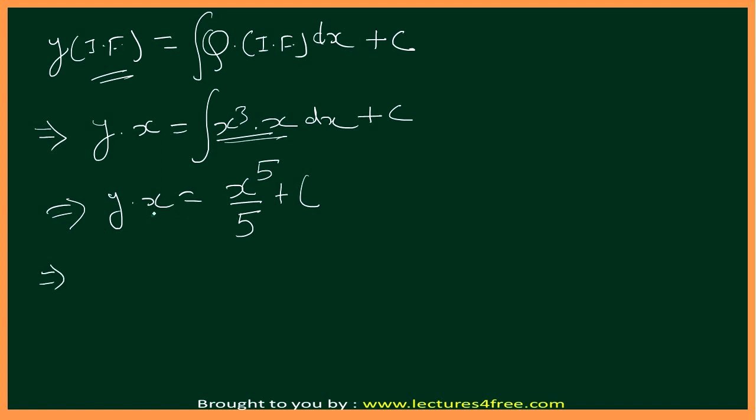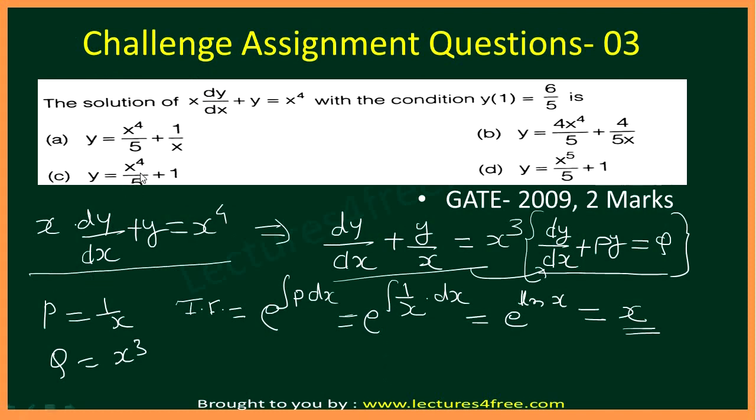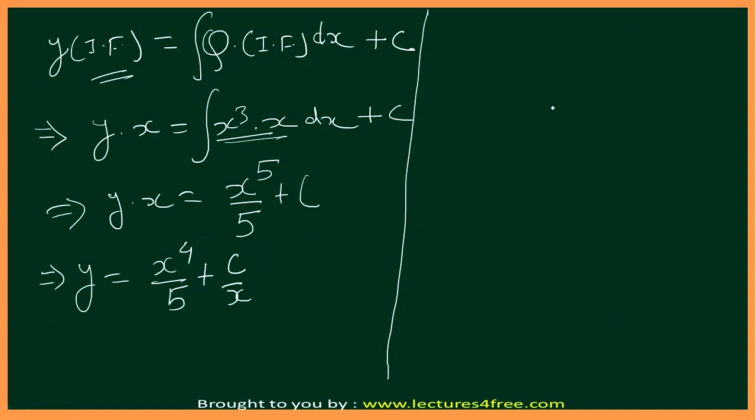Now divide the left hand side and right hand side by x, then you will get y is equal to x to the power 4 upon 5 plus c upon x. Okay. Now as you can see from the options, there is no term like c. You have to find the value of c. How can you find the value of c? By using this condition. This condition is given: y(1) is equal to 6 by 5.